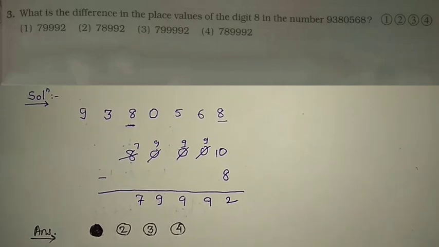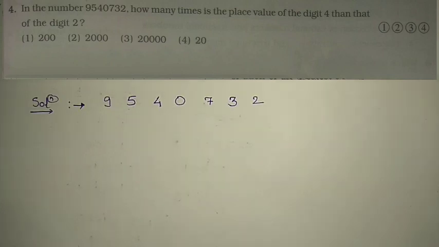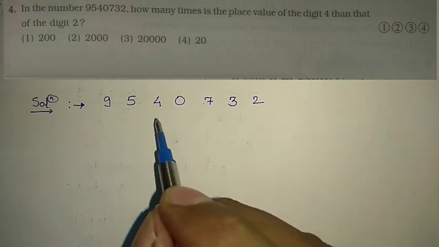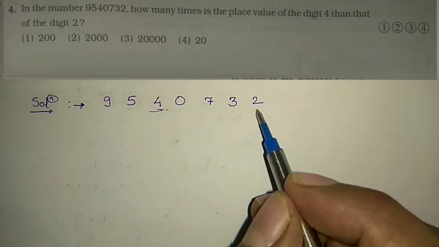Now question number 4. Question number 4 is: in the number 9540732, how many times is the place value of digit 4 than that of the digit 2? This is our number, 9540732, in which we have to find how many times the place value of digit 4 is than that of 2.